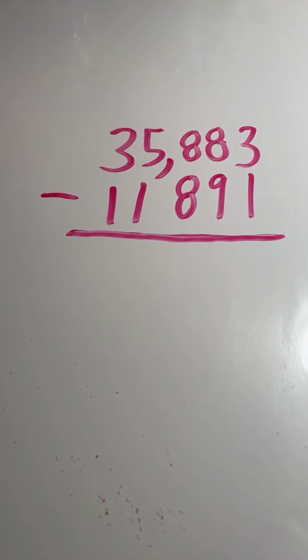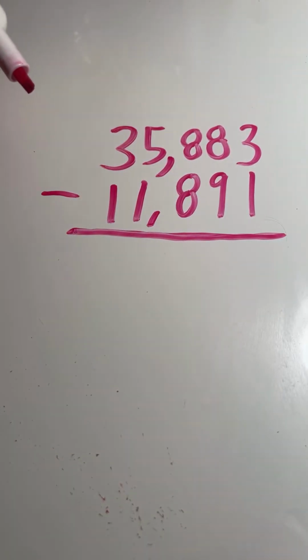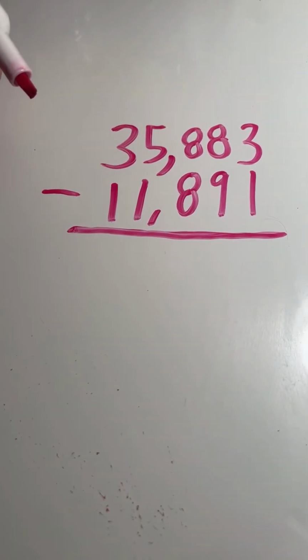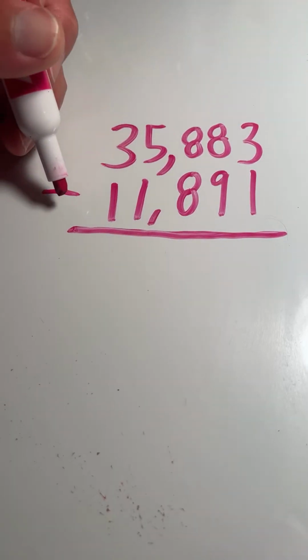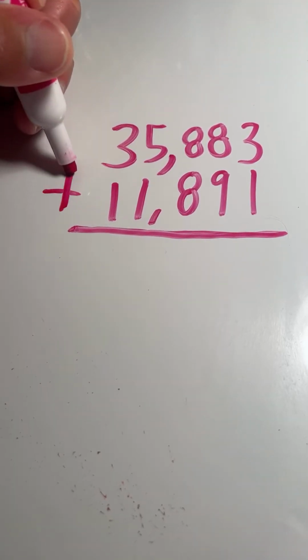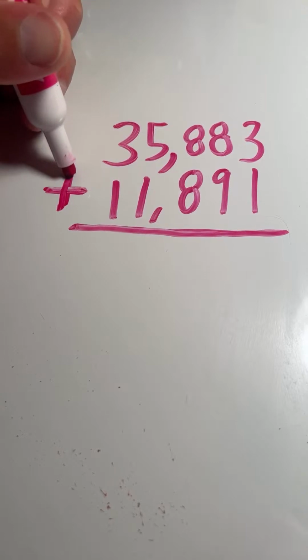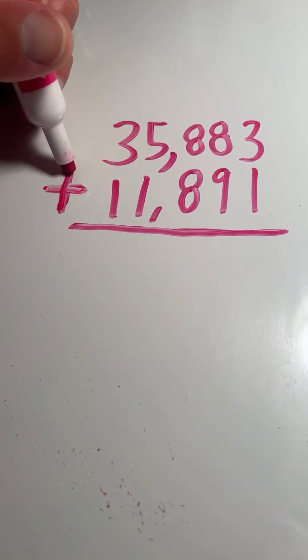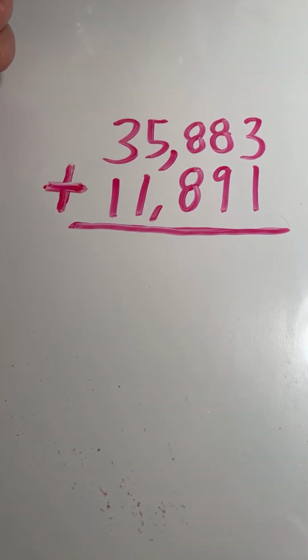35,883 minus 11,891. So starting in the ones place. Oh, wait. Why did I put a minus sign there? We are dealing with multi-digit addition. Let me reread that problem, changing the sign. We are dealing with multi-digit addition. Subtraction is for another stream. All right.